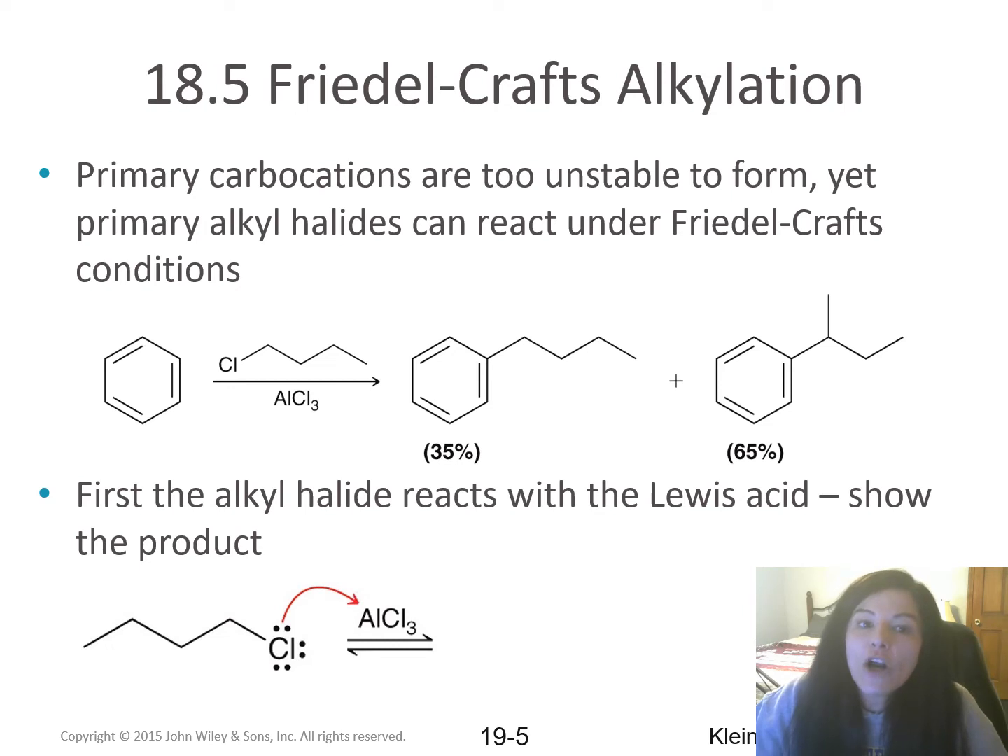Since we form a carbocation, we can get something called carbocation rearrangements. That means that this is not a useful reaction to use with primary alkyl halides. This would produce primary carbocations that would then rearrange to form more stable secondary or tertiary carbocations. So we cannot do this reaction with primary carbocations or primary alkyl halides.